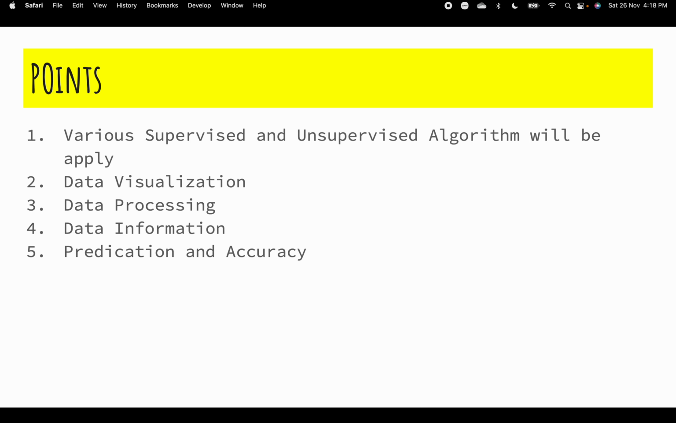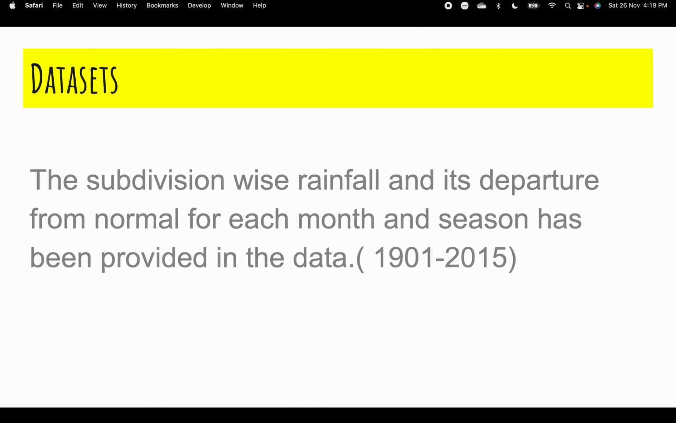So in this project we are going to use different machine learning steps: data visualization, data pre-processing, data information, and then data training and implementation of the algorithm, and then finding the accuracy and prediction. In this data set we have not only used 1 or 2 years, we have used more than 100 years, from 1901 to 2015. So you can see it is a data science or big data project.